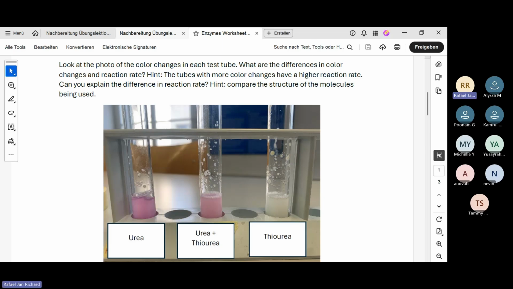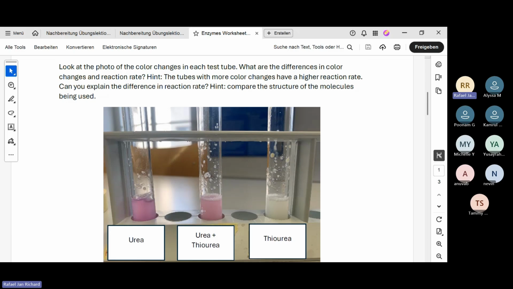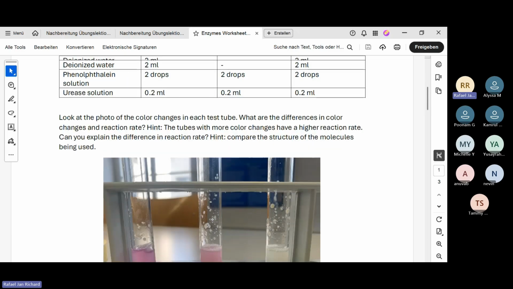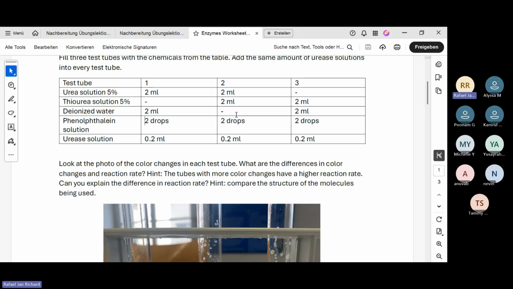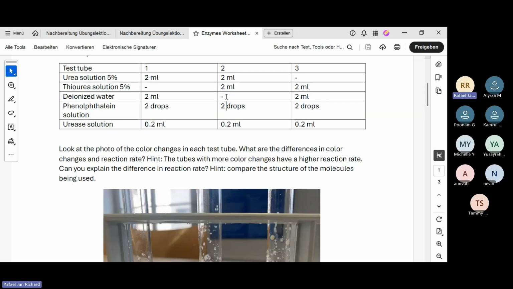Okay, amazing. Now let's look at the second test tube. As you can see, there is urea solution present, the same amount as in the first test tube. And instead of deionized water we have thiourea solution, and again indicator and enzyme the same as in the first one.